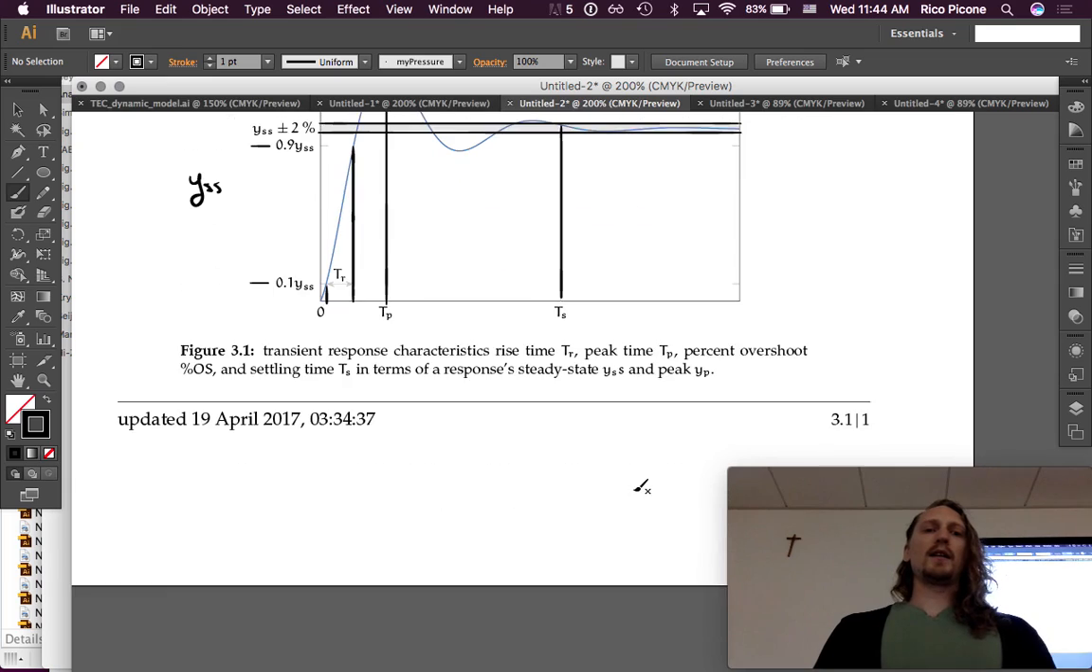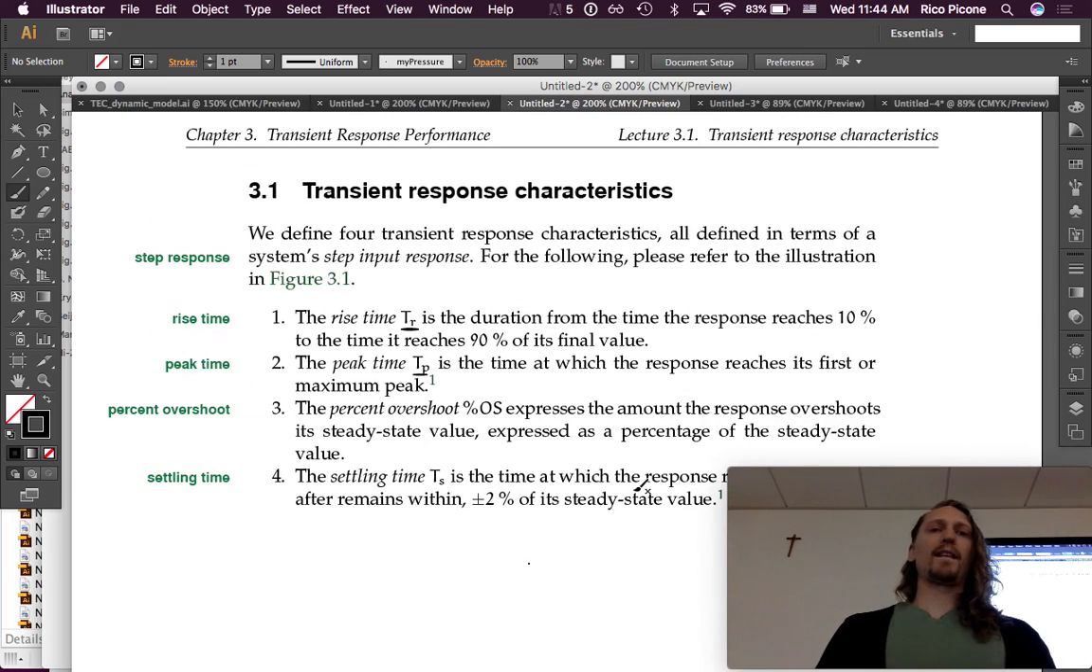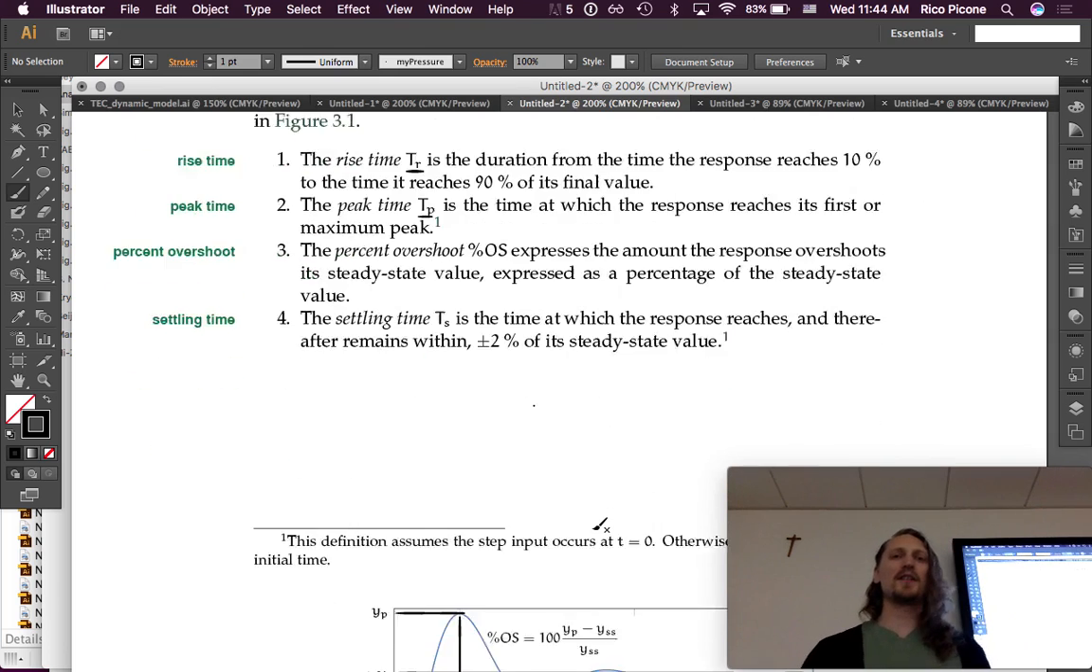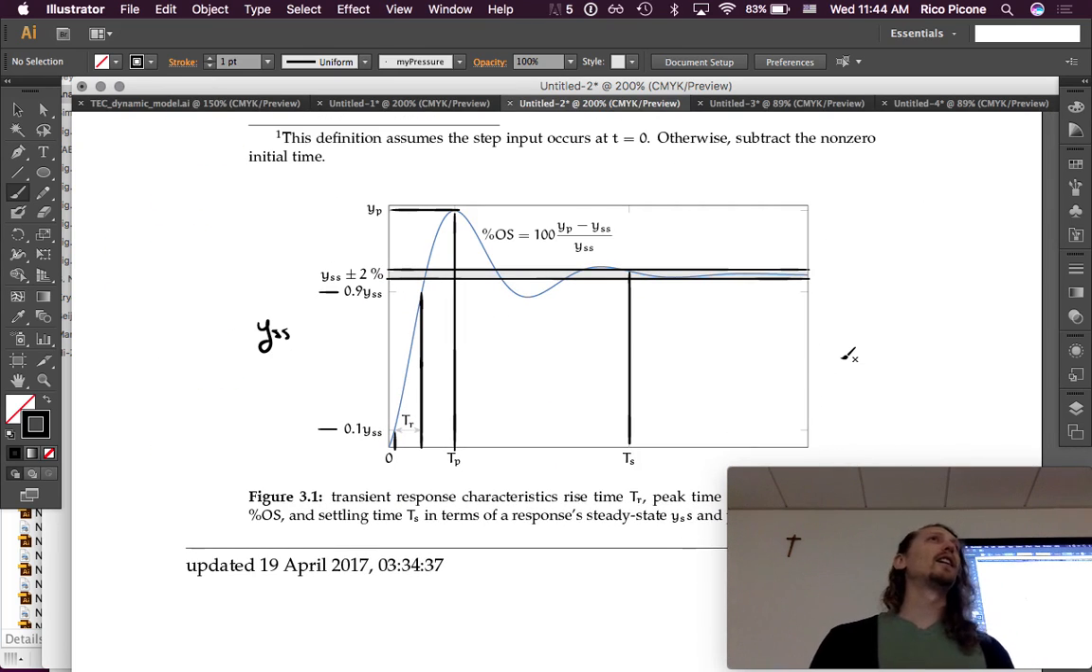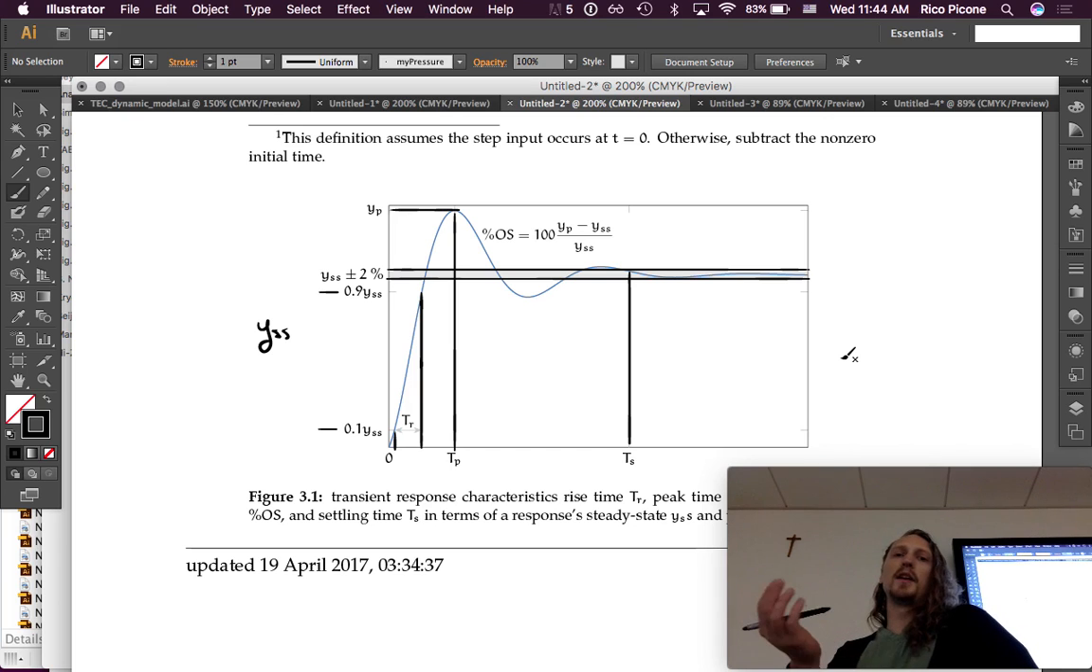Okay. So that is the transient response characteristics. Are there any questions on that, or does that kind of make sense? Can I use these for, like, an LED light? Oh, for thinking about it in terms of controlling an LED light? Yeah, so these definitions apply to any system.